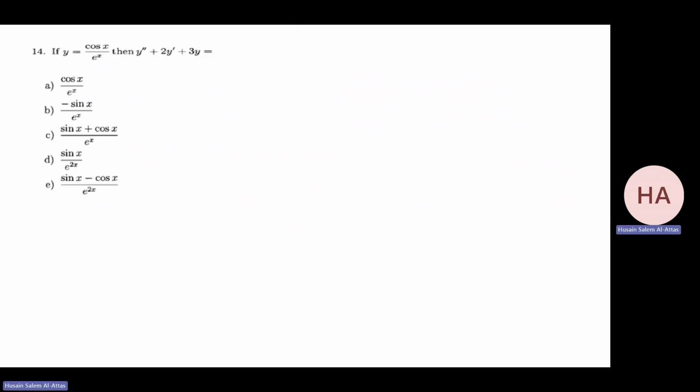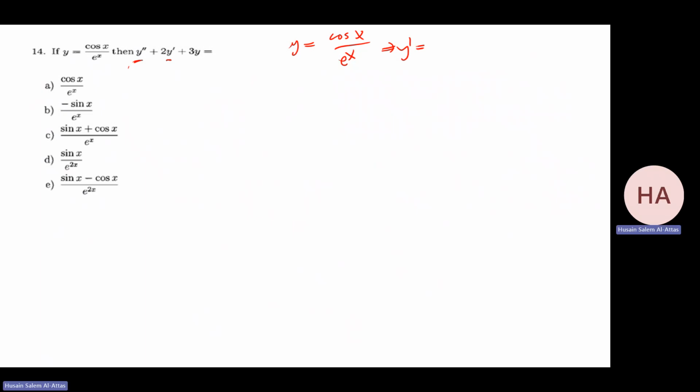Easy one. Cosine x over e to the power x. He wants y double prime and y prime, and he wants to sum them: y double prime plus 2y prime plus 3y. Okay, so we have y equal cosine x over e to the power x. What will be y prime?